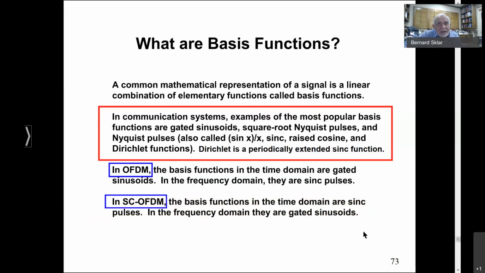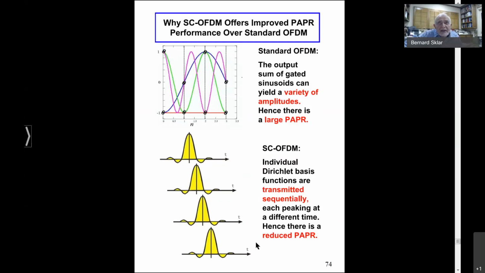Notice what happens in single carrier OFDM. It's just the reverse. The basis functions in the time domain are sinc pulses. In the frequency domain, they are gated sinusoids. In standard OFDM, every time we're looking through that superposition, you get the same gated sinusoids, but at different moments of time, you get a different value for their superposition at that moment. This is what makes for terrible peak to average power ratio, and this is what's going to happen with single carrier OFDM. Individual Dirichlet basis functions, the same as saying extended sine x over x functions, are transmitted sequentially, each peaking at a different time.